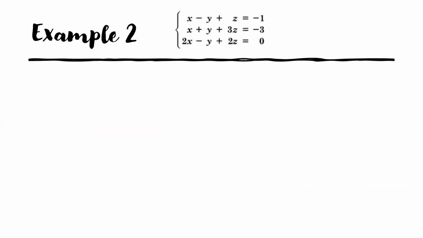So for example 2, you have x minus y plus z equals -1. Then you have x plus y plus 3z equals -3. And then you have 2x minus y plus 2z equals 0.